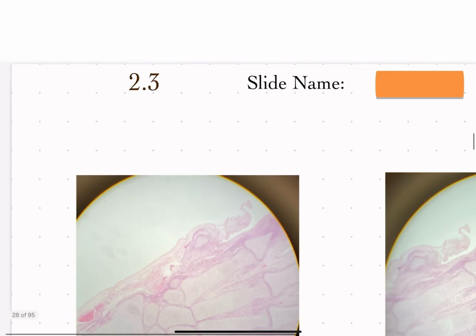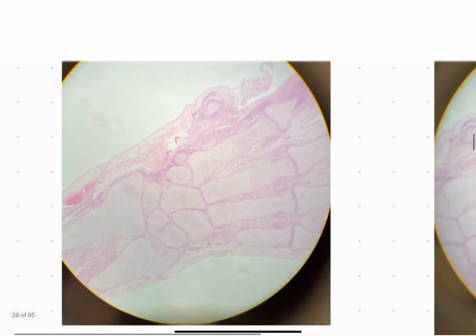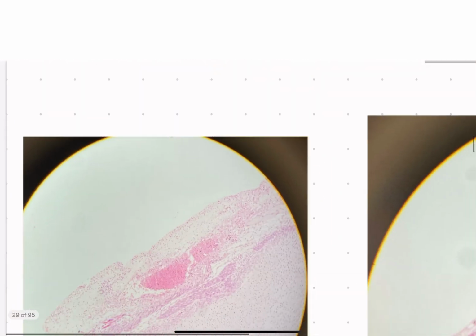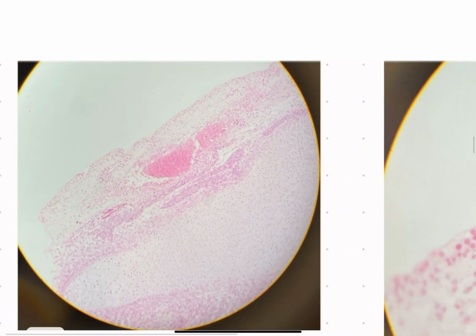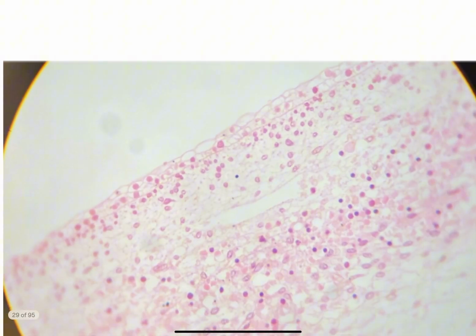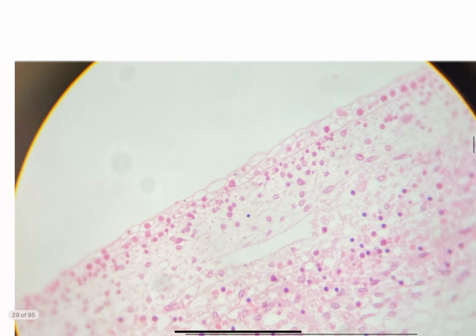All right, next slide, we have this. Now going a little bit towards the right, we see this. And now I'm zooming in to show you guys this slide. And then zooming further in, we see something like this. Please write down the name of this structure. Could also be this structure.